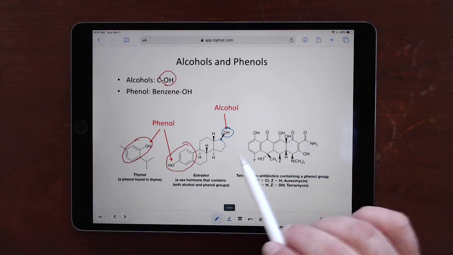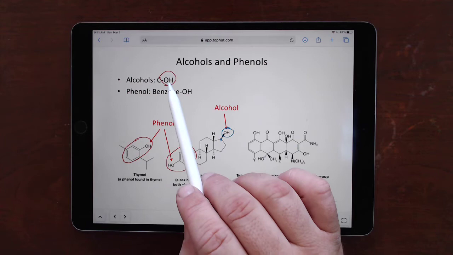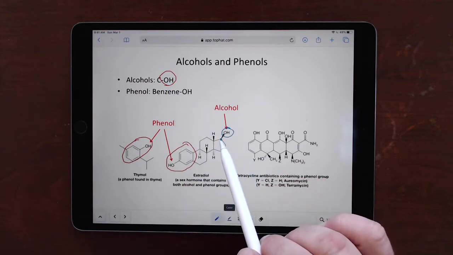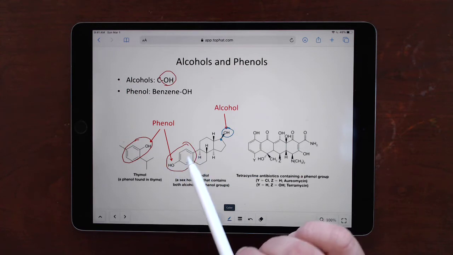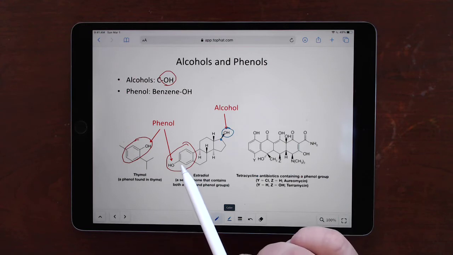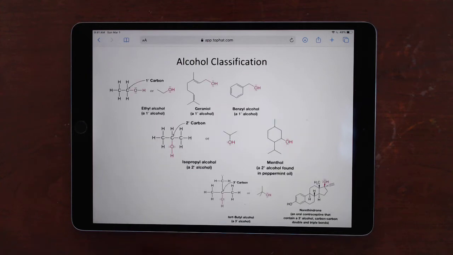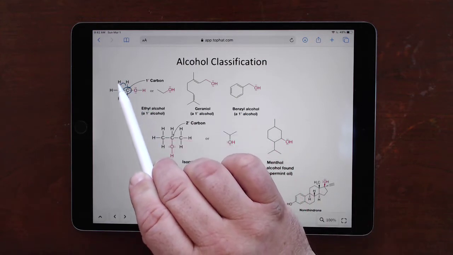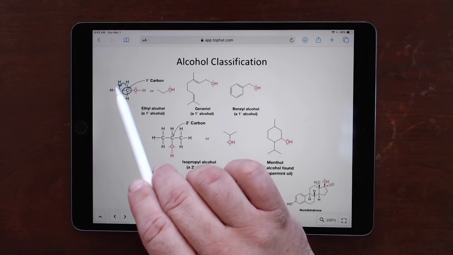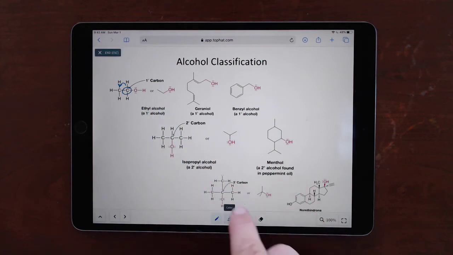You've got this mix of alcohols and phenols, and so you have to be careful. If it's just an OH directly attached to a regular old carbon, then it's an alcohol. If it's directly attached to a benzene, then it's a phenol. So this is a very special case. So alcohol classification is the same as the halides, stuff like that. Again, you look at the carbon that it's attached to, and then how many other carbons are attached to it. And so this one's a primary alcohol. So this is ethanol.